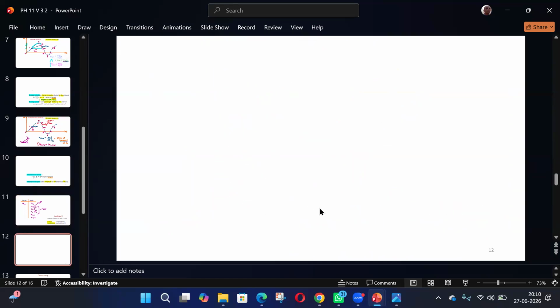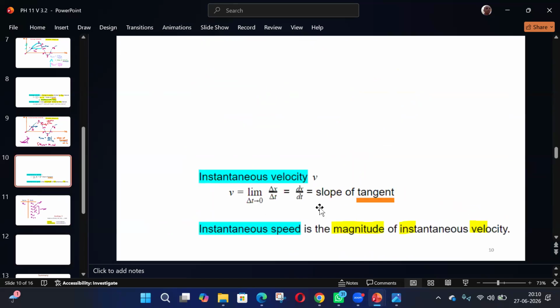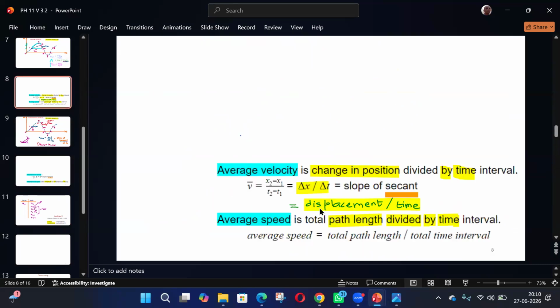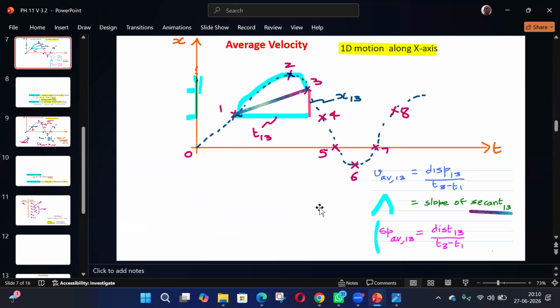What, sir? Average means it's just average between... Suppose I want to find the average velocity between T1 and T8. You have to find the total displacement between T1 and T8, divided by the total time. So it does not depend on how it goes from 1 to 8. It only depends on the end points.